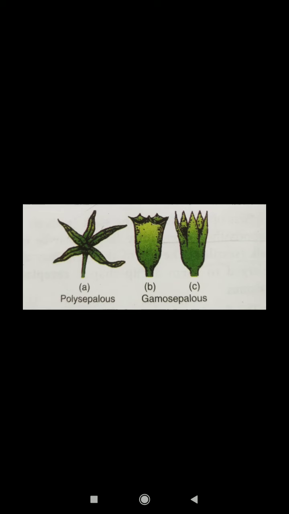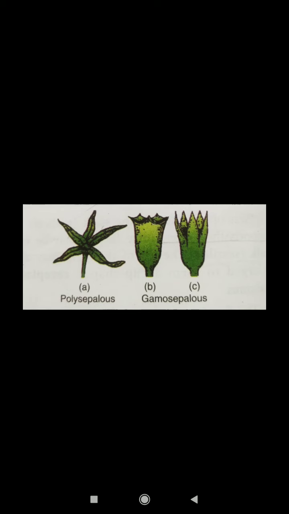And when few sepals are combined together to form a group, like in images B and C, you can see there is a thick layer of sepals. These are combined together to form one thick layer. In image C also, they are thickened at the bottom level. These are gamosepalous, meaning they are fused together, combined with each other. And polysepalous, they are free.